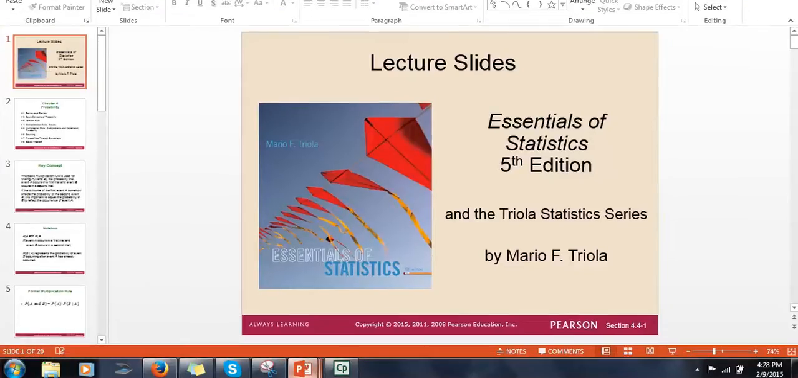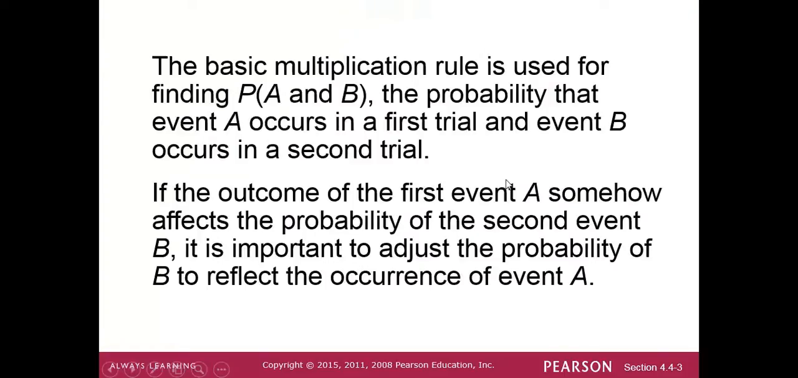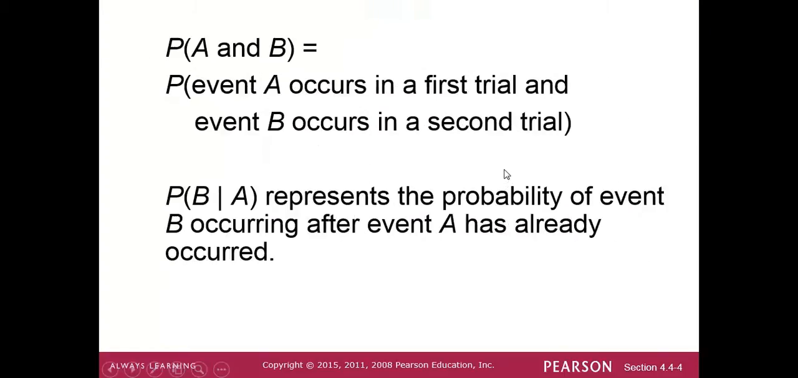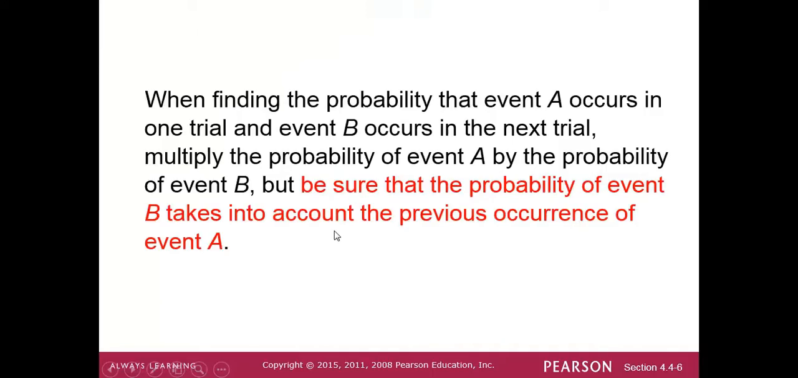Okay. In our next section, we're looking at the multiplication rule. In the multiplication rule, we're looking at problems where we're looking at P of A and B, or two things in a row, or possibly even a conditional kind of probability where we're saying, what's the probability of B given that A already occurred? So you're going to be multiplying probabilities.